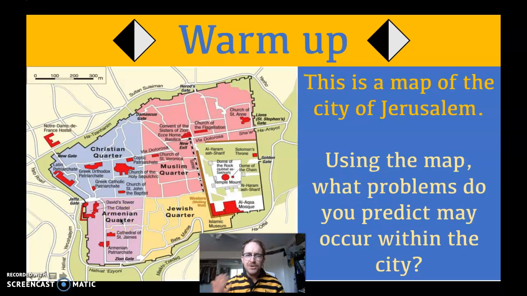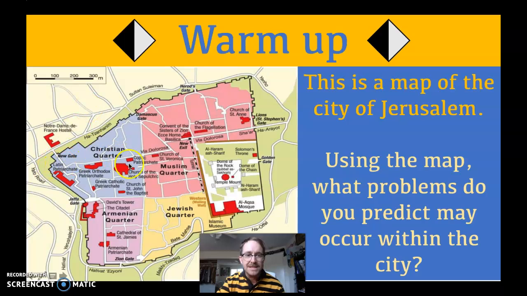Now, what I want you to think about is using this map, what problems can you predict might actually happen in the city? I want you to notice a few things. This key up here shows that this distance is 300 meters. That's the size of a football field. So if you were to take this and supplant it over this area, it is not big at all.